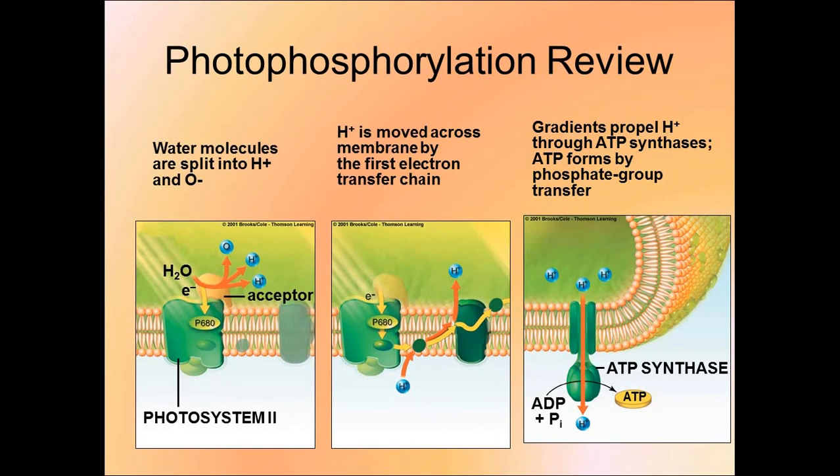The next two slides are a review of photophosphorylation. This is a visual showing the water splitting and the hydrogens and oxygen moving to where they belong, and the electron moving through photosystem 2's first electron transport chain. It shows the movement of the hydrogens into the lumen and the electron then moving into the second transport chain. And then the final picture shows the hydrogens moving through the synthase to create ATP.